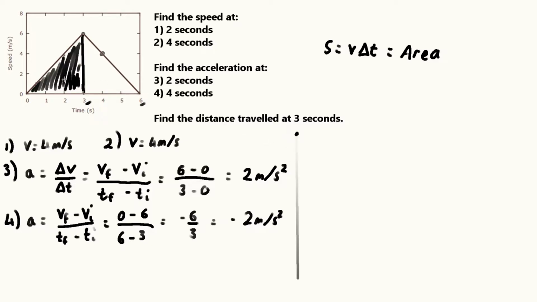So how are we going to find this area? Well, in this question it's rather easy, because we simply have a triangle. We're going to write that s is equal to the area, A, which is equal to 1/2 times the base of the triangle, which is 3 seconds, times the height of the triangle, which is 6 meters per second. This gives us 9 meters. Therefore, by the time 3 seconds has passed, our object has moved 9 meters.